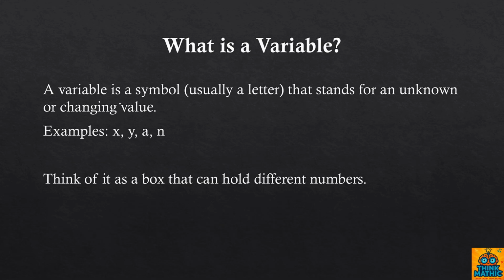A variable is basically a symbol, usually a letter, that stands for an unknown or a changing value. So a variable can be represented as x, y, a, n, I mean any letter of the alphabet. Now think of it as a box that can hold different numbers.